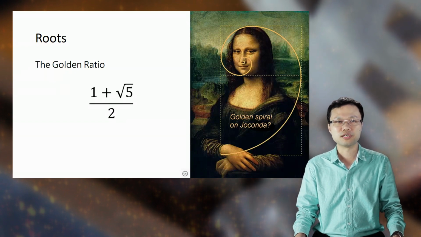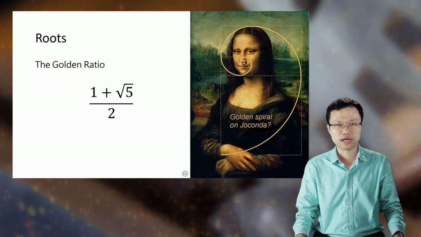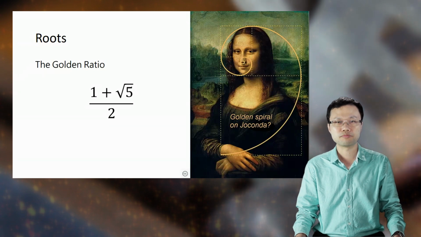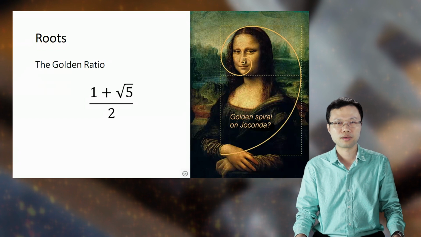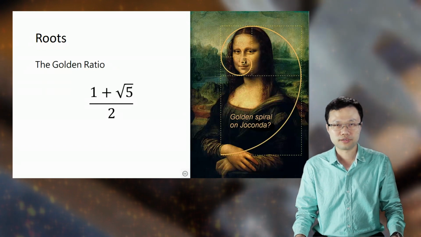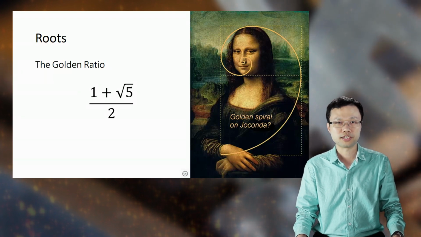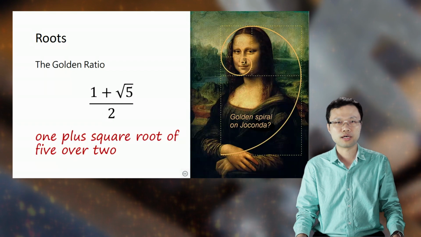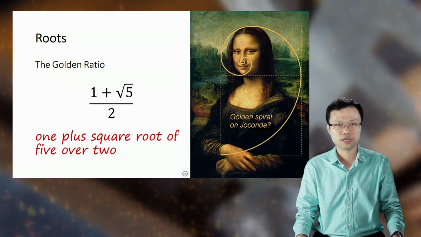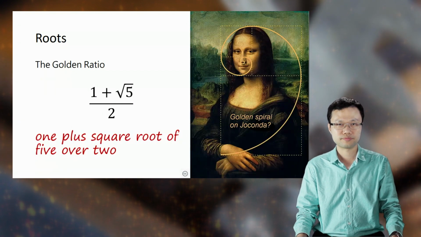The exact expression of this ratio is 1 plus square root of 5 over 2. The value is approximately 1.618. This is a fraction, and there is a square root of 5 in the numerator. Let's read it again: 1 plus square root of 5 over 2.